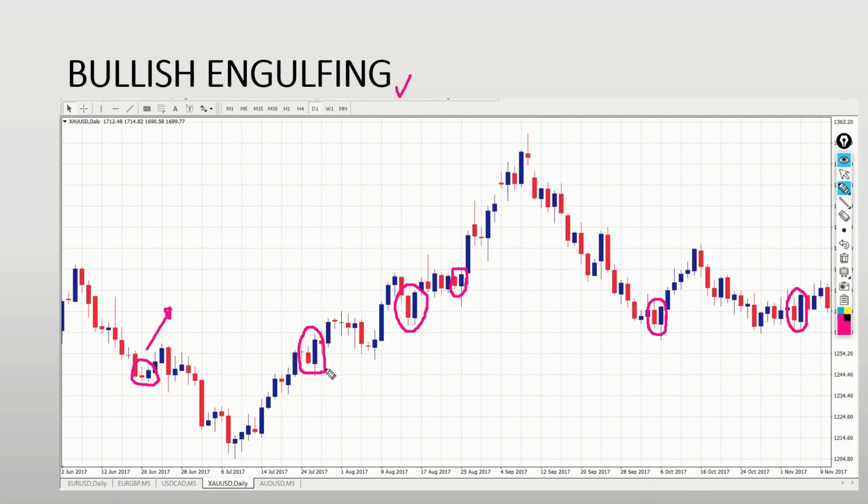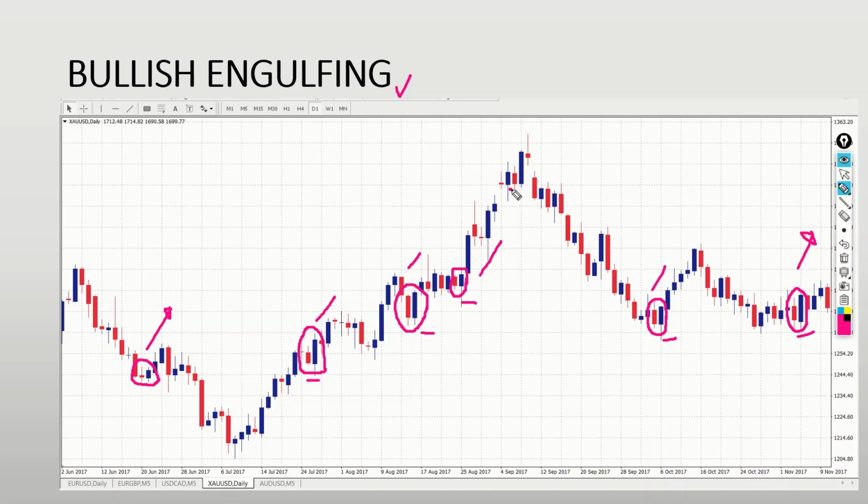So normally consider them in a downtrend. So we have a bullish engulfing, the price keeps going higher. Another bullish engulfing, the price keeps going higher. Then here we have a bullish engulfing, price goes higher. Then you have here a bullish engulfing, we just expect the price to get higher.